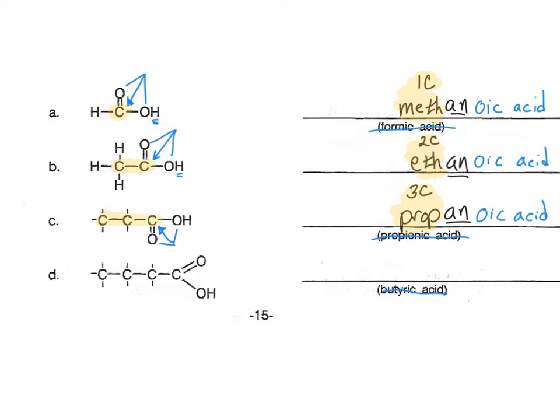On to compound D. Here we see a carboxyl group at the end, so that's our oic acid. We see all single bonds, so AN in front of that. We see 4 carbons, so this is butanoic acid, and that is it for its name.